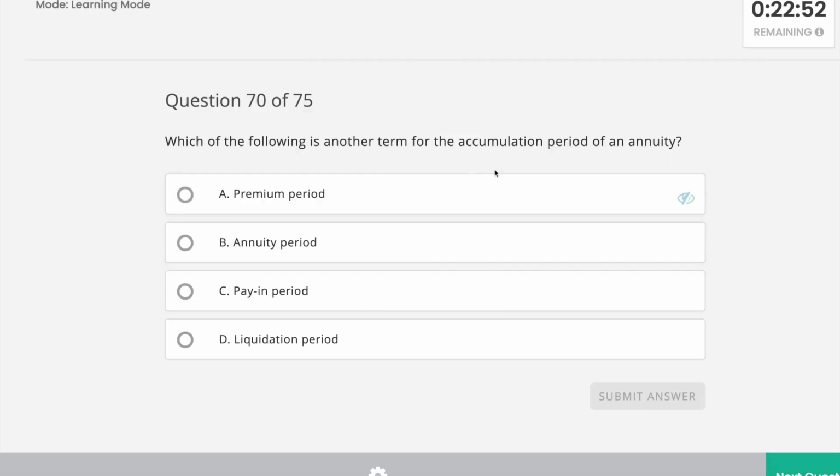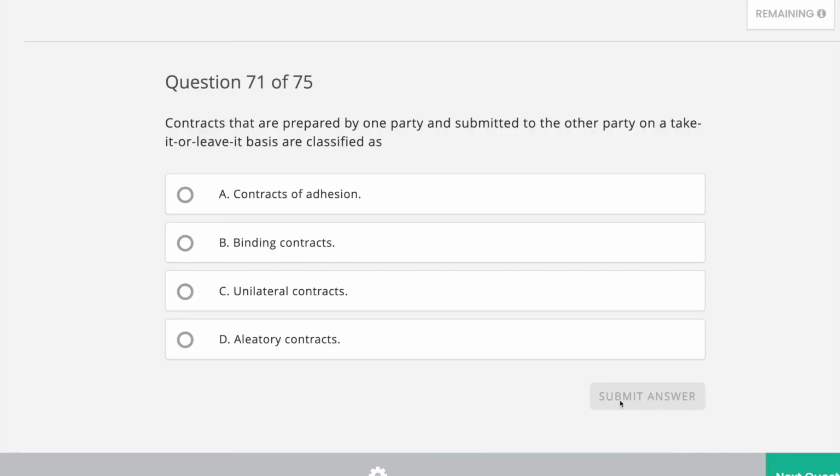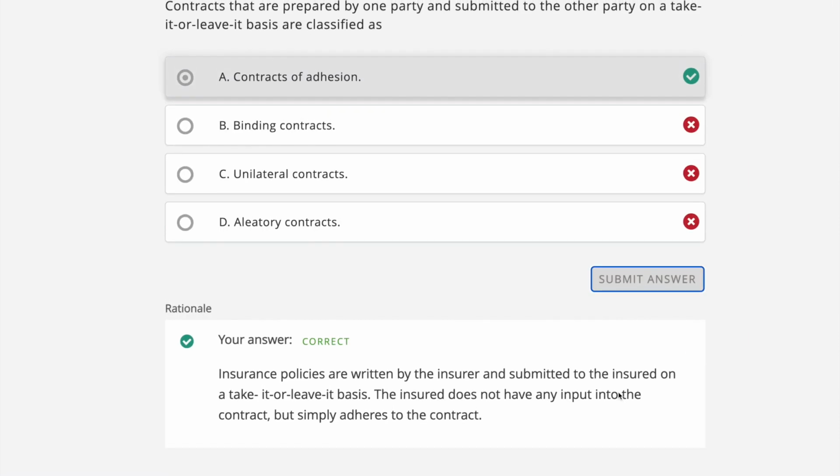Which of the following is another term for the accumulation period in an annuity? Accumulation means it's growing. Premium period, paying period. That's the best answer, actually. Paying period. Okay. Which contract that is prepared by one party and submitted to another party on a take-it-or-leave-it basis is classified as adhesion. Contract of adhesion. You either adhere to the rules, take it or leave it. You don't like it, okay, go somewhere else. That's adhesion right there. Okay.